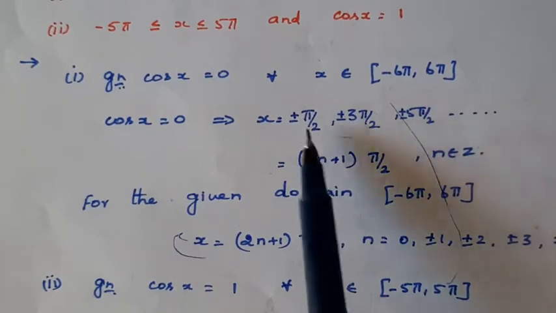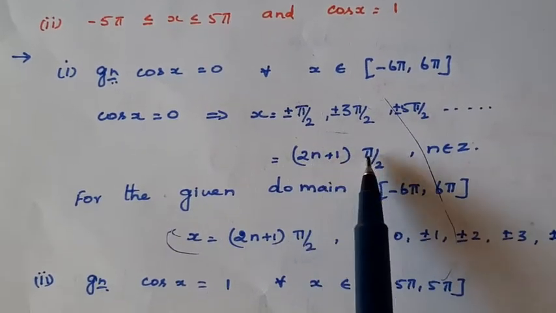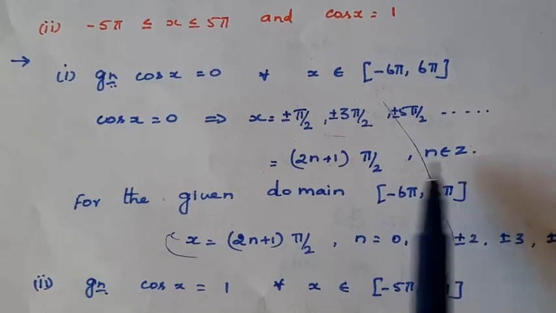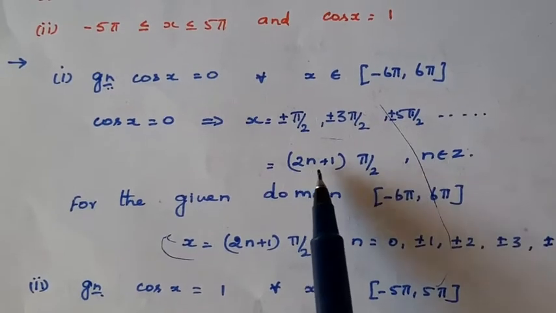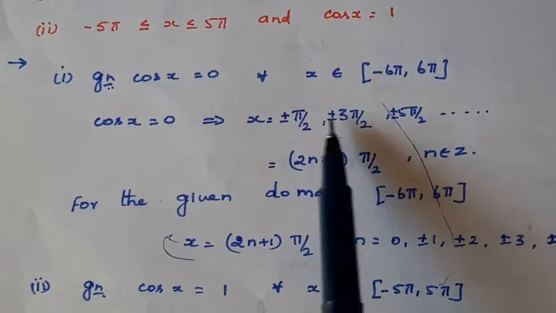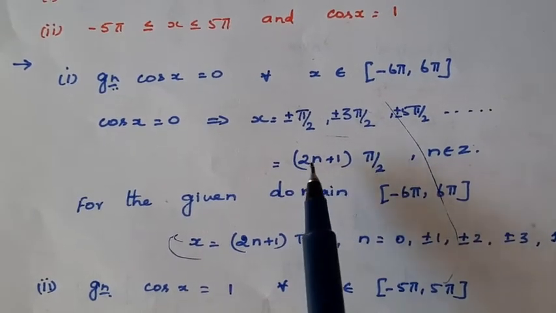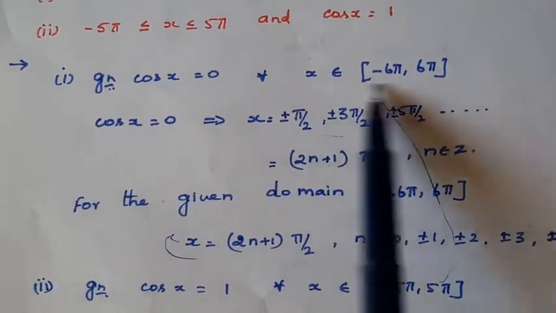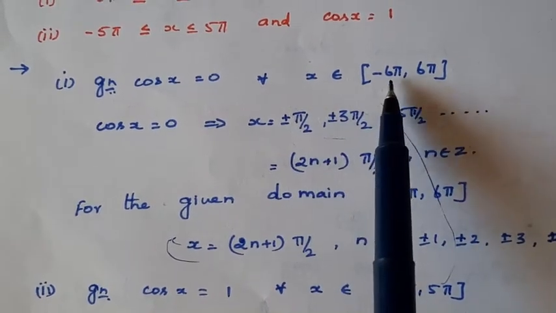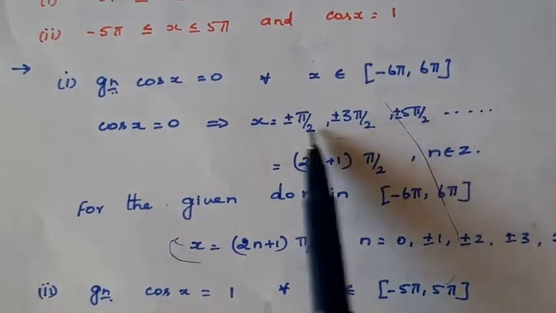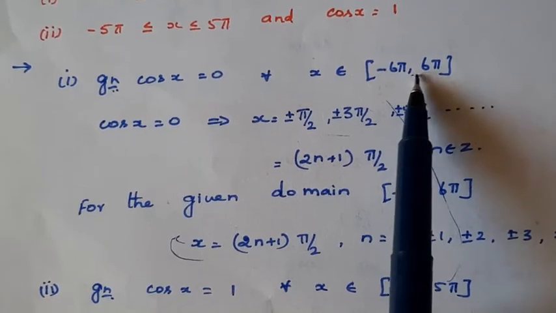So how can you represent these angles? These are all odd multiples of pi by 2, so we can represent them by 2n plus 1 into pi by 2 where n belongs to Z. By substituting n as 0, you have pi by 2. When substituting n is equal to minus 1, we will have minus pi by 2. Likewise, all the angles are represented by the general form 2n plus 1 into pi by 2. But the domain is restricted here. You have to choose the values of x such that they belong to the closed interval minus 6 pi to 6 pi. So among these values, you have to write down those which satisfy this condition.